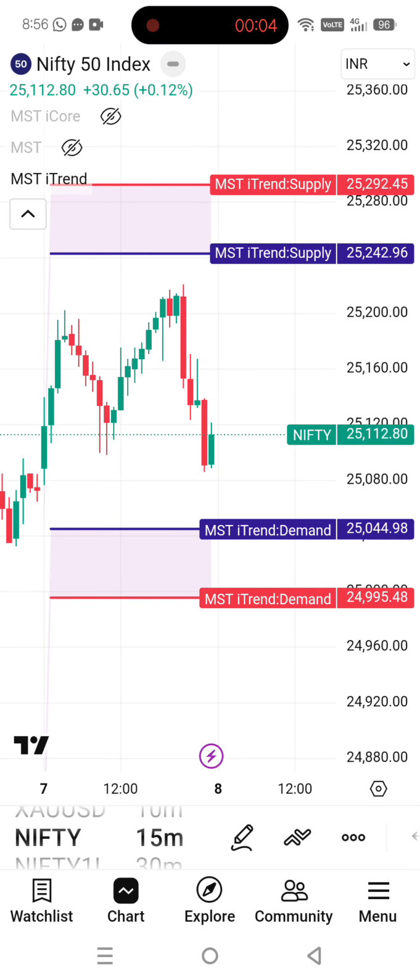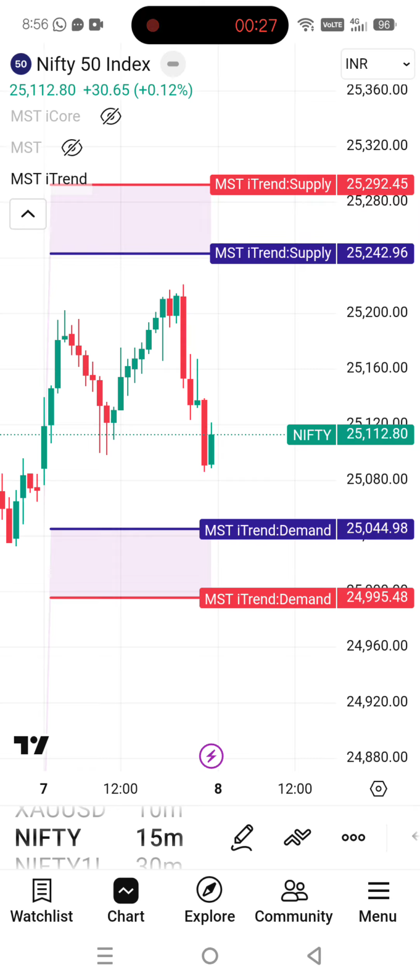Dear traders, if you are new to our channel and just hearing about our MST iCore and iTrend indicator, you may be wondering what this indicator is doing. This indicator is based purely on support and resistance, which in other terms we can call demand and supply zones.